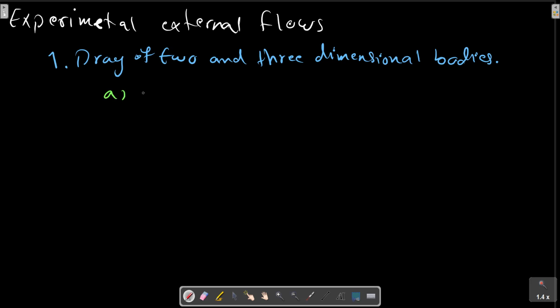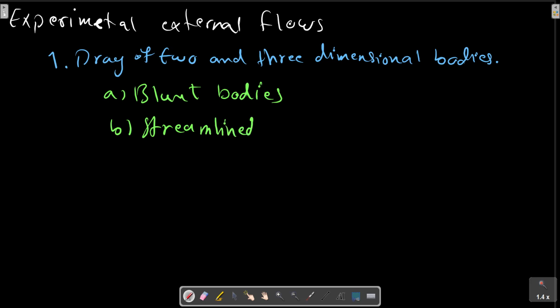A. Blunt bodies. B. Streamlined shapes. Category 2 is performance of lifting bodies.